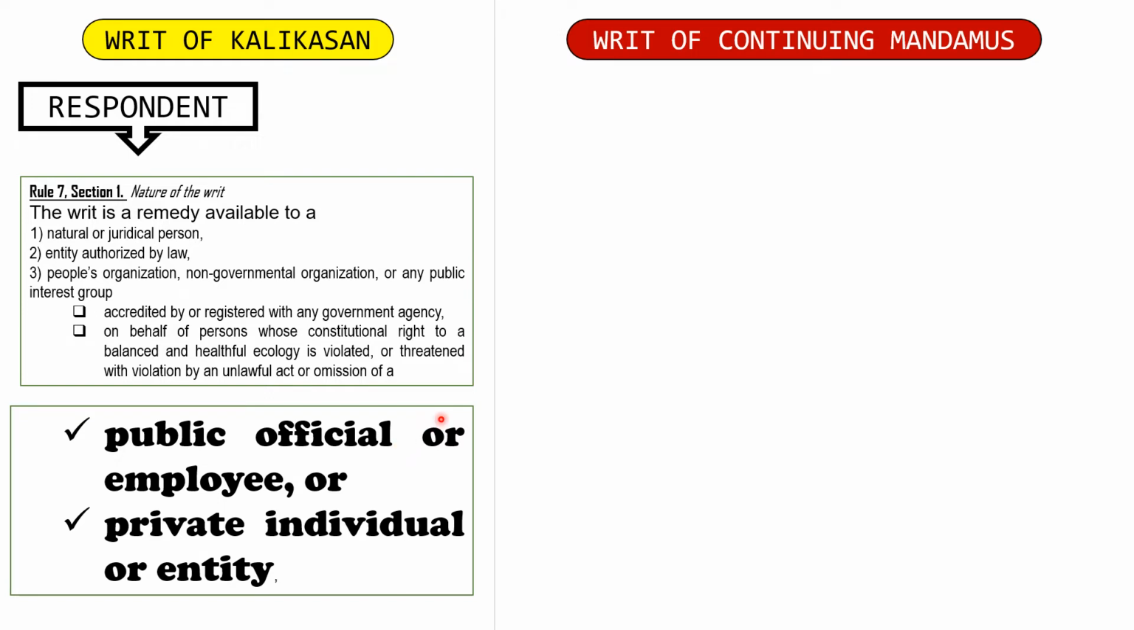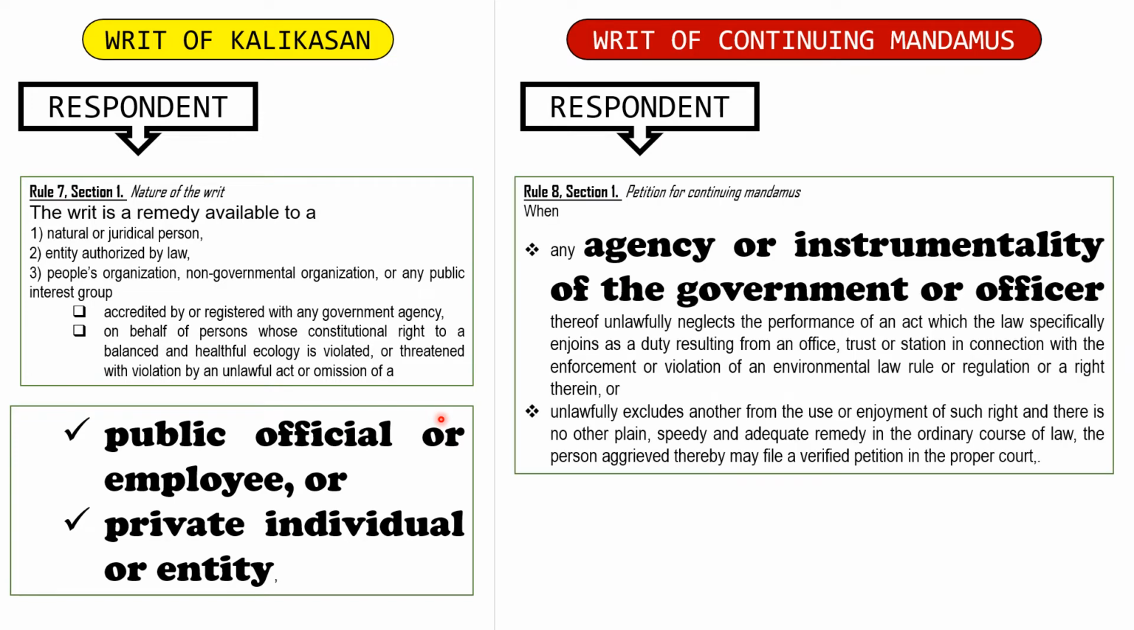How about in the writ of continuing mandamus? You can file your writ of continuing mandamus against any government agency or government instrumentality or government officer, as long as these people or agencies unlawfully neglect the performance of an act which the law specifically enjoins as a duty. So in the writ of continuing mandamus, unlike the writ of kalikasan, your respondent is confined only to government agencies, government instrumentalities, or government officers. The private individual or entity is not included.